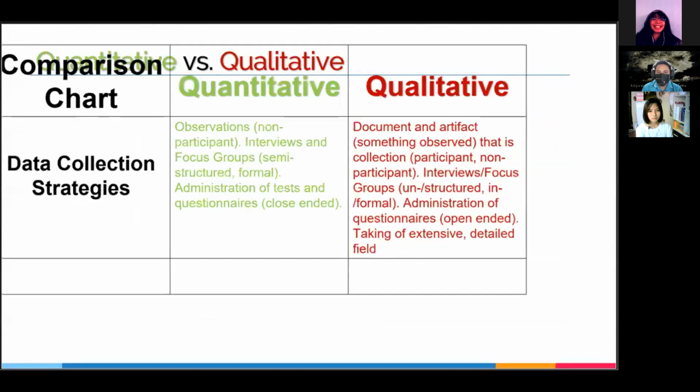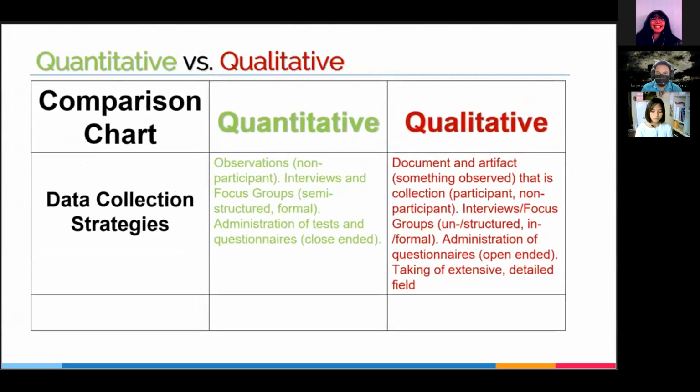Okay? So it attempts to establish cause and effect relationships among the variables. So quantitative and qualitative pa rin, according to data collection strategies. Pag quantitative, when it comes to data collection, we can have observations, interviews, administration of tests as well as questionnaires or surveys. When it comes to qualitative naman, it can be document and artifact collection, observation, interviews, and questionnaires, in the field mismo na iyong pinagkakaabalahan.